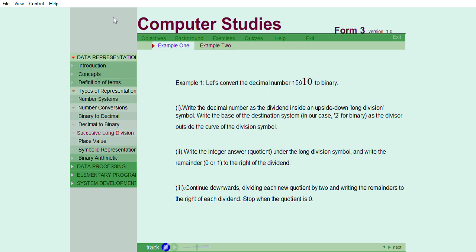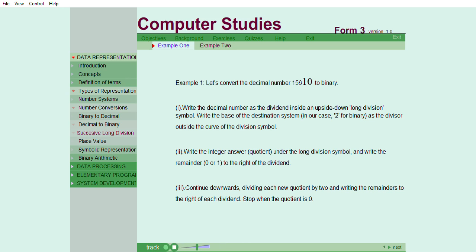Example 1. Let's convert the decimal number 156 to the base of 10 to binary. Write the decimal number as the dividend inside an upside down long division symbol. Write the base of the destination system, in our case 2 for binary, as the divisor outside the curve of the division symbol. Then write the integer answer, which is a quotient, under the long division symbol and write the remainder, 0 or 1, to the right of the dividend.